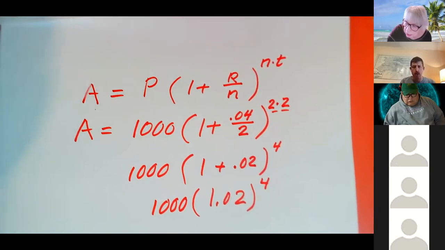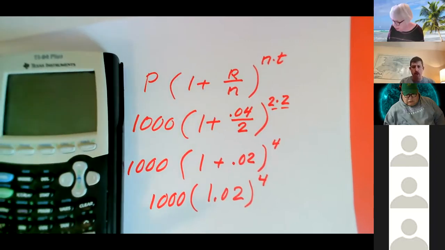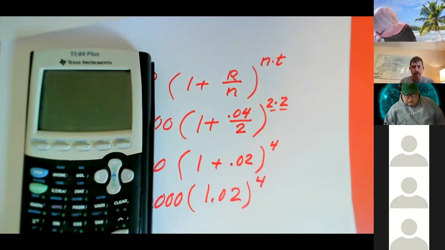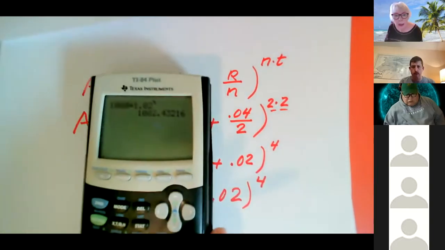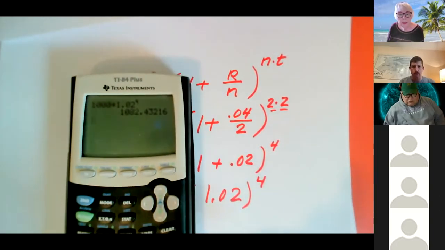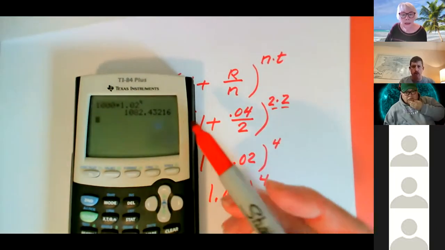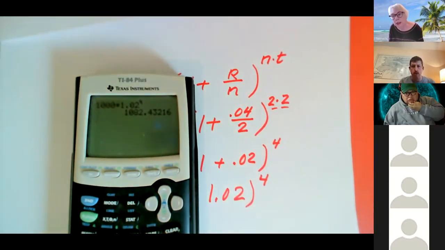So you can see, even though I've done the problem for you, it takes a bit. So I'm going to go 1,000 times 1.02 to the power 4. And I don't know if you can see it, but there it is, 1,082 and 43 cents when you round it. So this works really well.